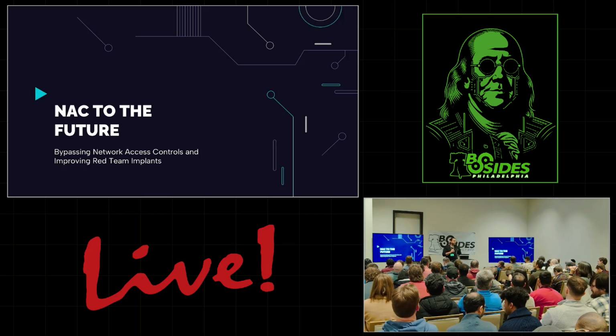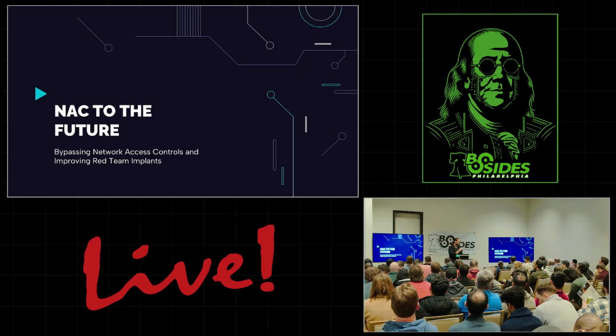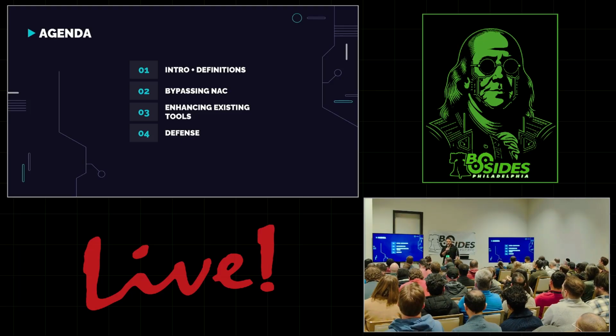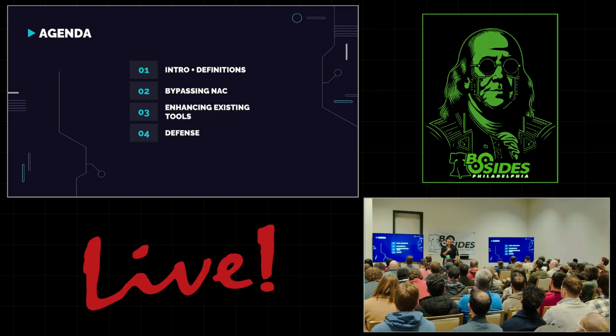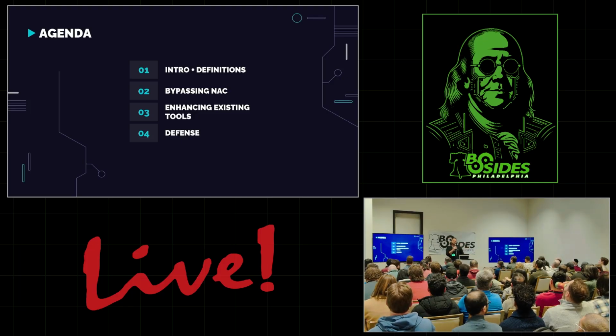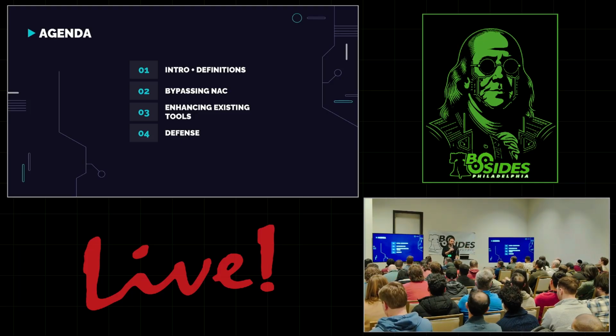So welcome everyone. My name is Rick Consul, and this is NAC to the Future: Bypassing Network Access Controls and Improving Red Team Implants. So quick agenda for today. We're going to get into just a brief introduction and some definitions for what we'll be talking about. Then we're going to talk about how we bypass network access control, how we can enhance existing tools to have better and more automatic network access bypasses, and then how we can defend against these bypasses.